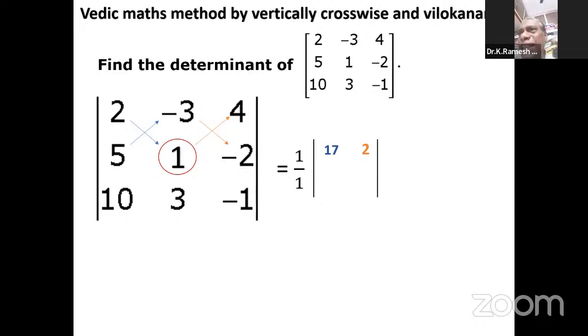That we will write in the next matrix like that. And then -2 into -3 will be +6, and 1 into 4 will be 4.